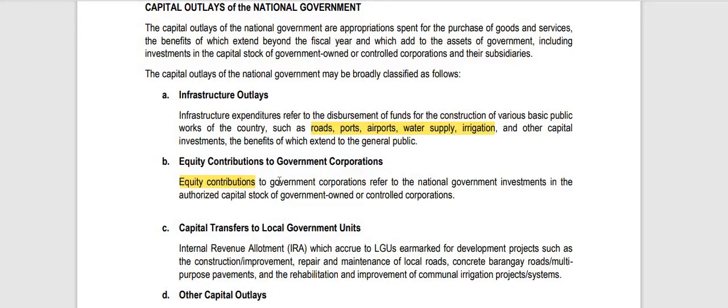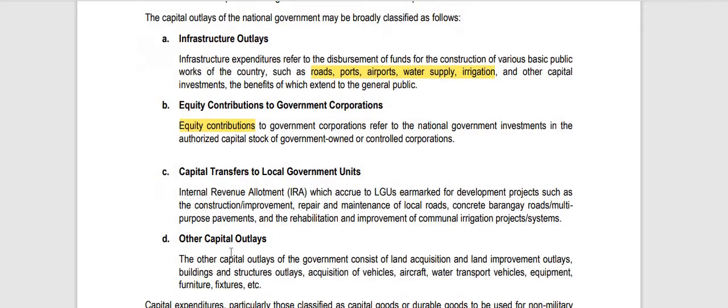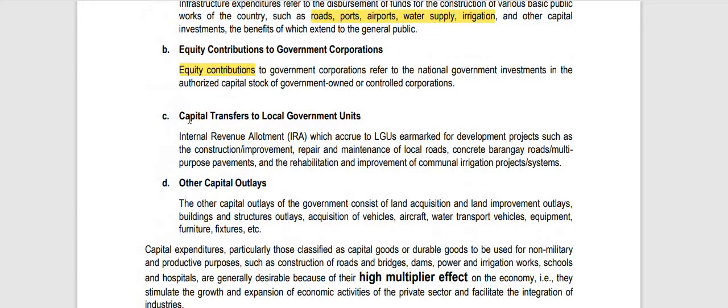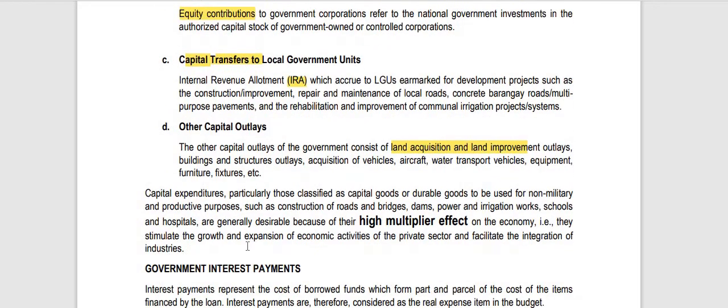We also consider the capital transfers to local government units, so kanang IRA, kanang internal revenue allotment that is being used by the LGUs for their development projects and other capital outlays such as the land acquisition and improvement, and so on and so forth.